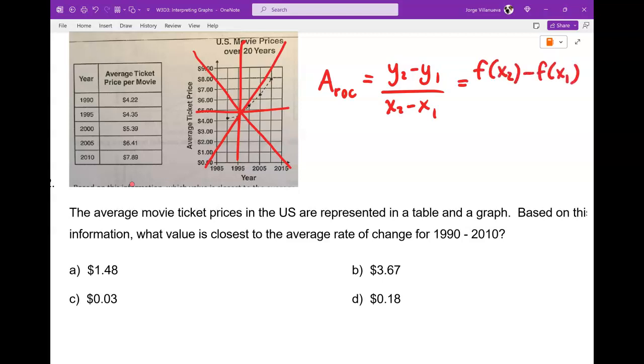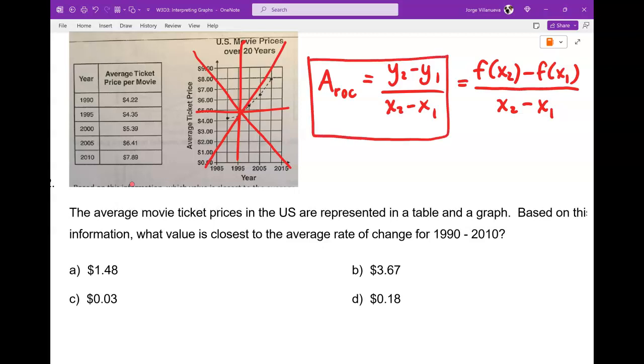But it doesn't matter, okay? We're just going to use y's and x's. But just so you can see, this is the way we write it out normally. It's f of x sub 2 minus f of x sub 1. And actually, in calculus, we call it f of b minus f of a over b minus a. It's the same thing, okay? It's just the slope formula. But this is the formula that I want you guys to remember because it's easier. Whenever they say average rate of change, just think slope.